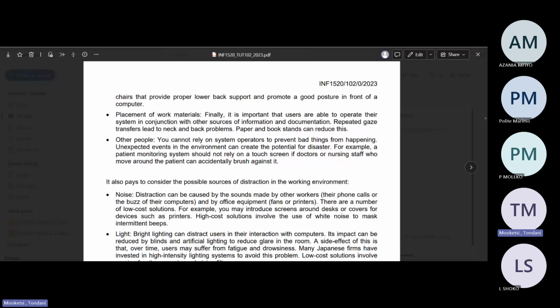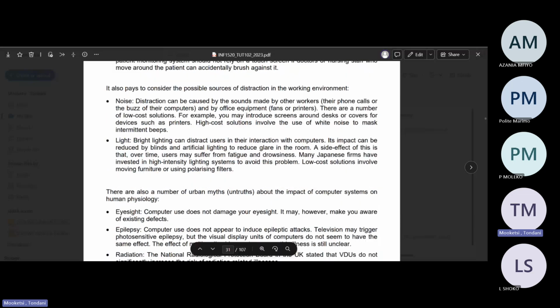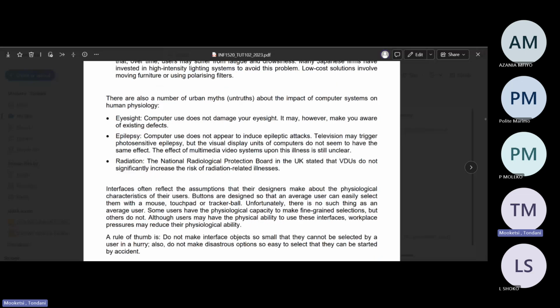So that is physiology. Then other sources of distraction in a work environment can be the noise. We spoke about noise. Light, bright lighting can distract users. And there's also myths or urban myths about the impact of computer systems on human physiology, like eyesight. Most people say computers damage your eyesight.